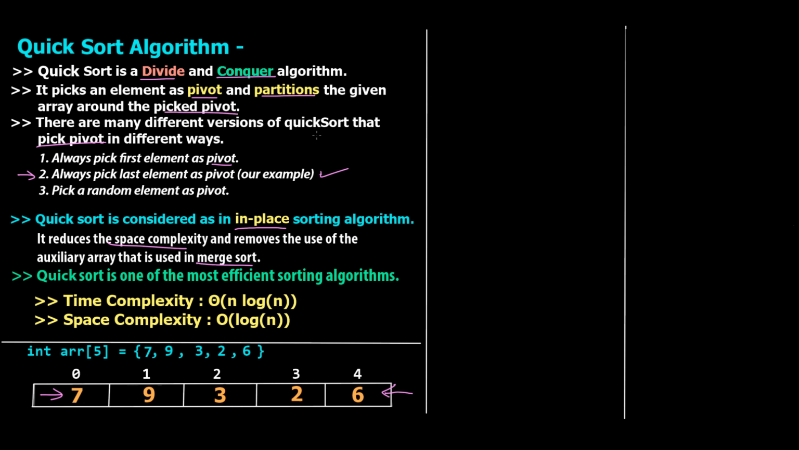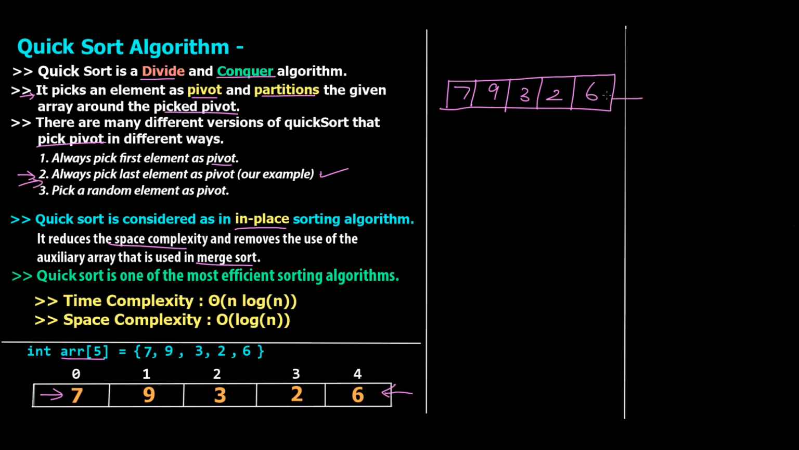So this was a little bit of theory, and this is the array that we are going to use in our example. It is going to be an array of size 5 having elements 7, 9, 3, 2, 6. And talking about the second point, it picks an element as a pivot and partitions the given array around the picked pivot. So just to give you a visual representation, let's say this is our array: 7, 9, 3, 2, 6. Now we are going to use this mode, that is, always select the last element as pivot.